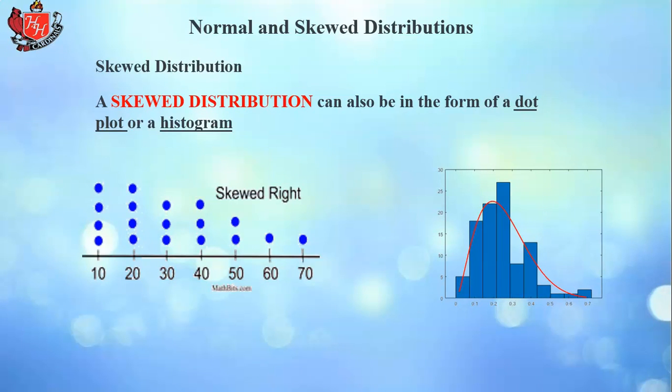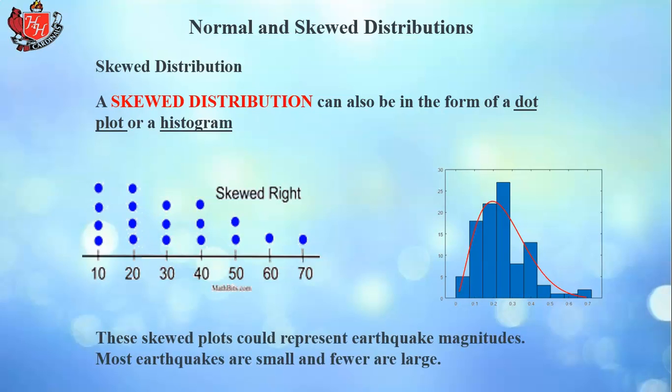Okay, a skewed distribution can also be in the form of a dot plot or a histogram. So you see how that is skewed. Both of those are skewed to the right because they're dragged further to the right from a normal distribution. These skewed plots could represent earthquake magnitudes. Most earthquakes are small and fewer are large. So if you looked at that, most earthquakes are around 2 or 3 or 4, something like that. I'm not using the numbers that you're seeing there. Whereas a few of them are really big, 8 and 9. So that would stretch the distribution curve off to the right.